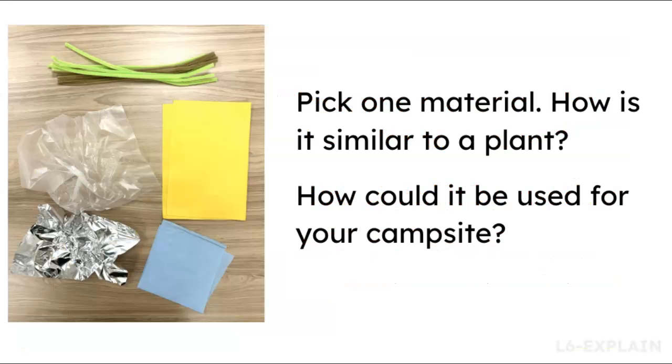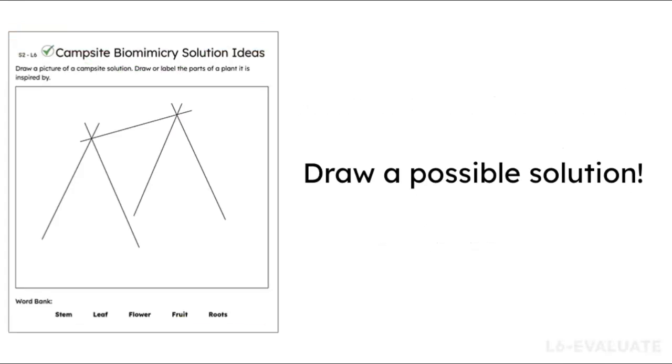For the Elaborate portion, you'll have students use their observations as evidence to turn and talk to answer questions about each tent material and how it could be used for their campsites. For the Evaluate portion, you'll have students work individually to design a possible solution inspired by plant parts in their campsite biomimicry solutions ideas student journal page.